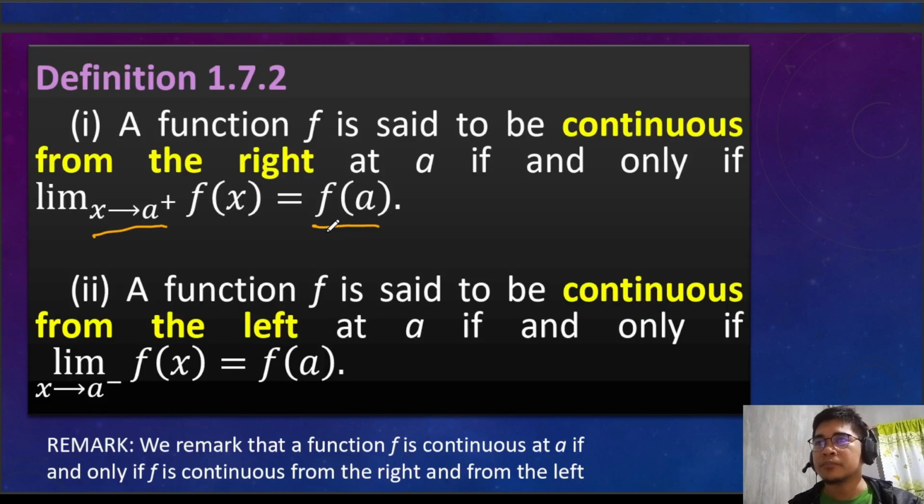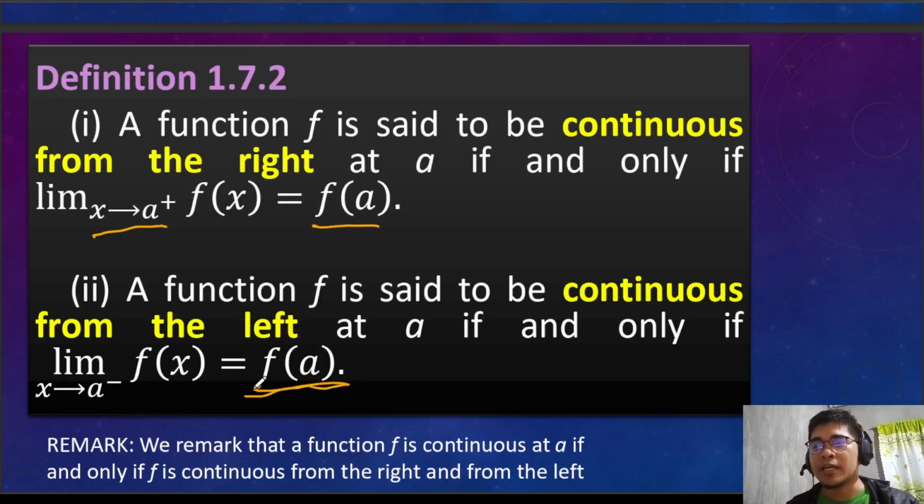So, ang limit niya sa f of x as x approaches a from the right, kapareha dapat siya sa f of a. And then, a function f is said to be continuous from the left at a if and only if limit of f of x as x approaches a from the left side is equal also to f of a.